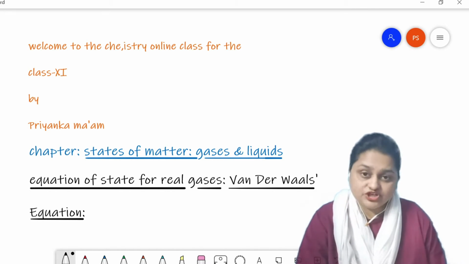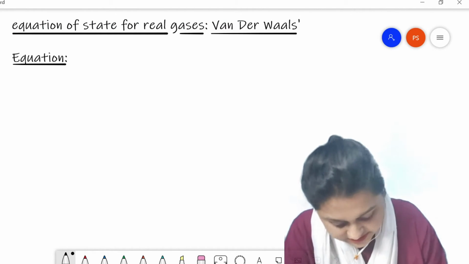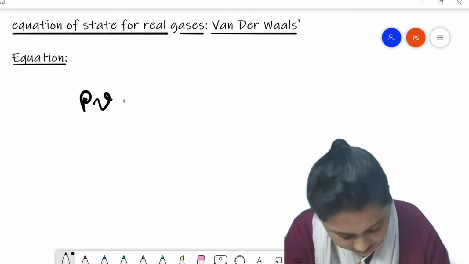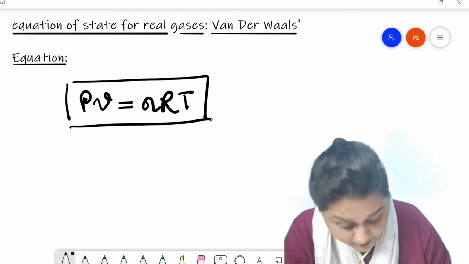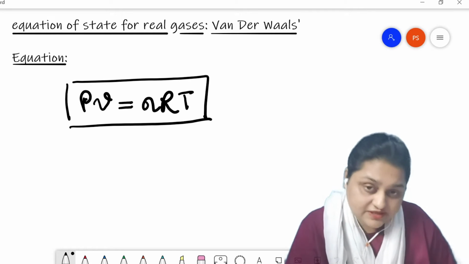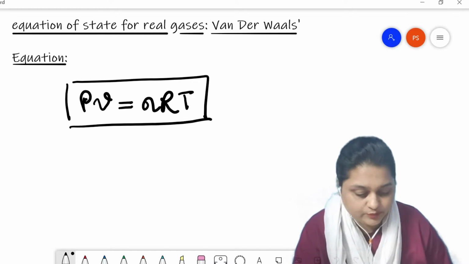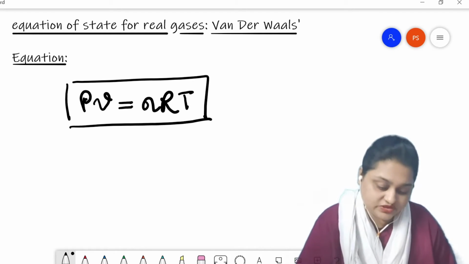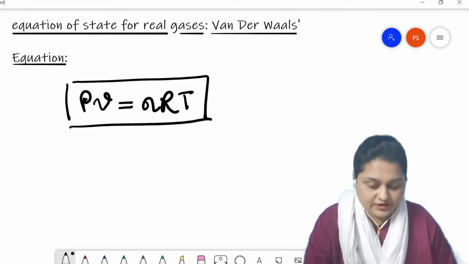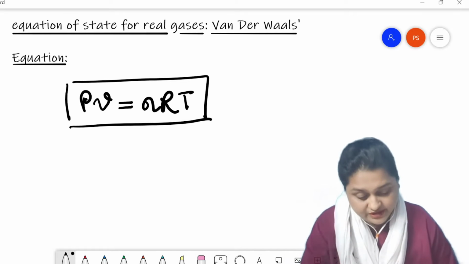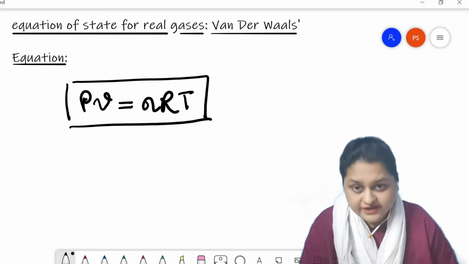Now, the ideal gas equation we had studied says that PV equals nRT, where P is the pressure of an ideal gas, V is the volume of the ideal gas, n is the number of moles of the ideal gas under observation, R is the universal gas constant, and T is the temperature at which the observation is happening. Now, this is the equation of state for ideal gas.